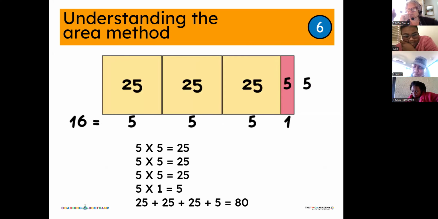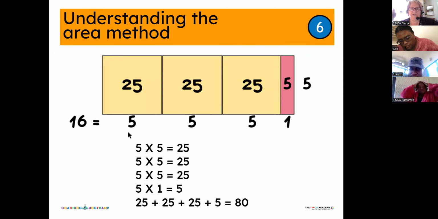So here's an example. I can say that 16 is equal to 5 plus 5 plus 5 plus 1. Do you agree? 15 plus 1, that's 16, yeah? And I've got my 5 rows here.